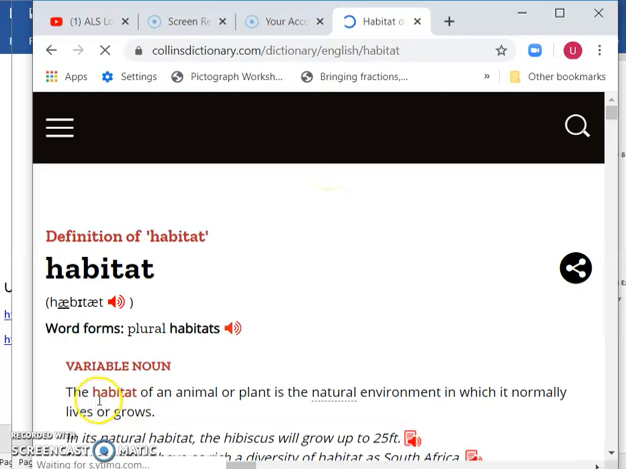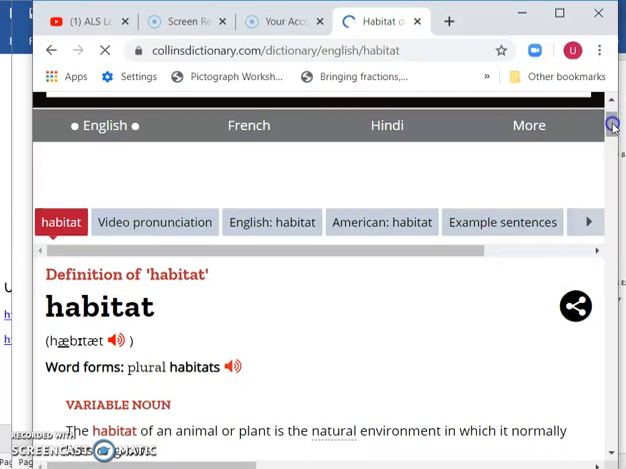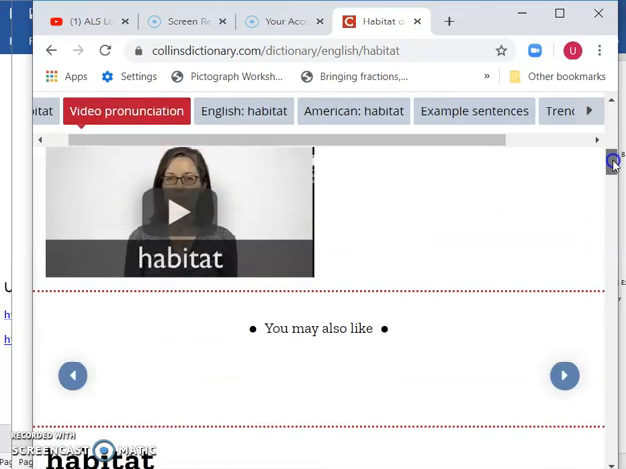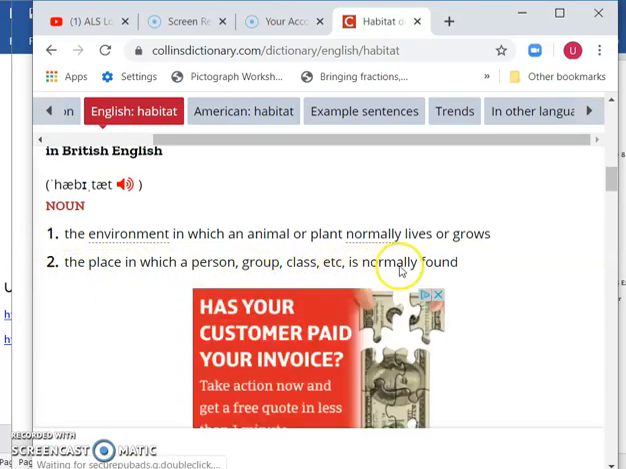Here is my definition. The habitat of an animal or plant is the natural environment in which it normally lives or grows. Okay. Now, depending on the dictionary that you're using, you'll get slightly different definitions. That's okay. There's lots of information about the words on these websites. There's also a lot of ads on this, so I apologize. Here's another example. The place in which a person, group, class, etc. is normally found. That would be your environment as a person, okay? There's lots of subtle different meanings in words, but the one that we're talking about for habitat at the moment is the environment in which an animal or plant normally lives or grows.